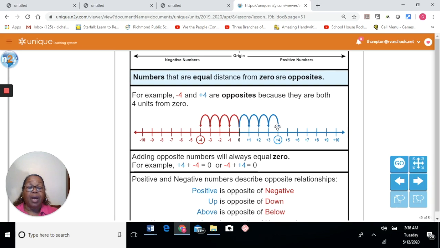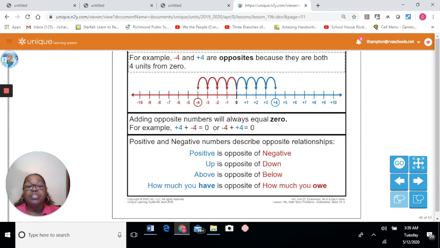See, so I have a positive four. Let's add negative four to that. 1, 2, 3, 4. It's zero. Let's have a negative four and add a positive four to it. So if I'm using a positive, I have to go to the right. Let's go 4 units. 1, 2, 3, 4. It equals zero, okay?